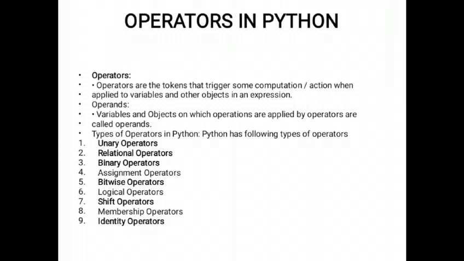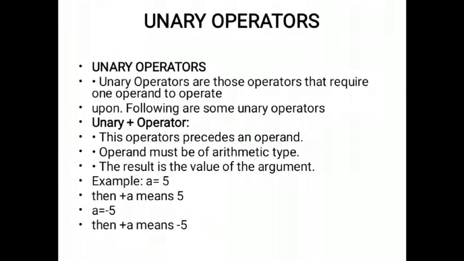Types of operators in Python. There are different types of operators which are used in Python. First is unary operators, then relational operators, binary operators, assignment operators, bitwise operators, logical operators, shift operators, membership operators, and identity operators. Let's see about unary operators.